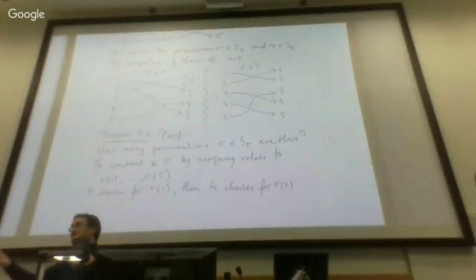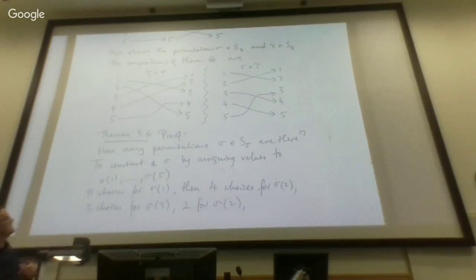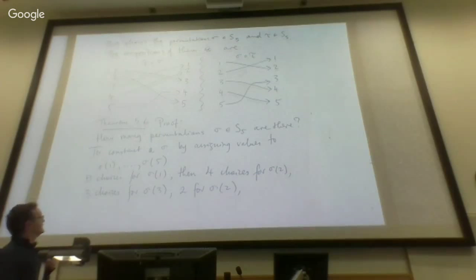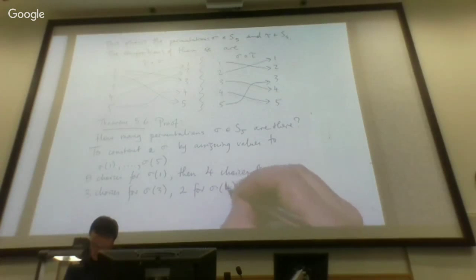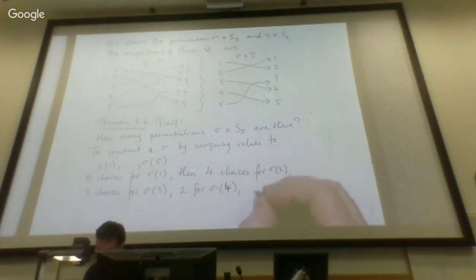How many choices for sigma 3? 3, because there's only 3 elements left that haven't been assigned. You keep going. Okay. So 3 choices for sigma 3. 2 for sigma 4. And for sigma 5, there's only 1 element remaining, no choices for sigma 5. No choice, one element to choose from, so effectively it's determined. Only 1 possibility.